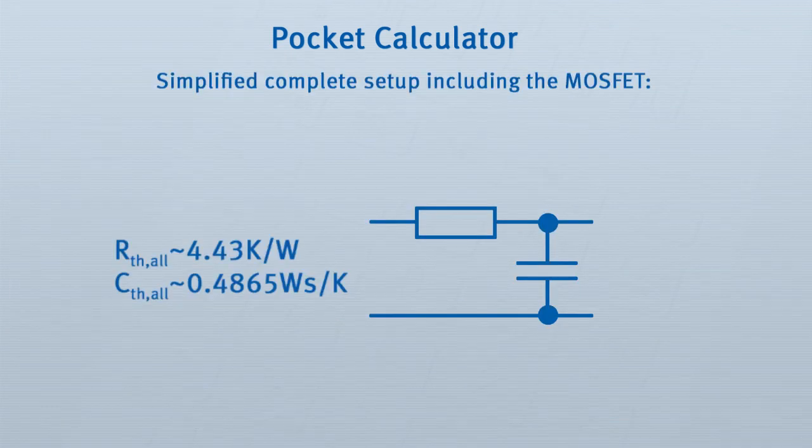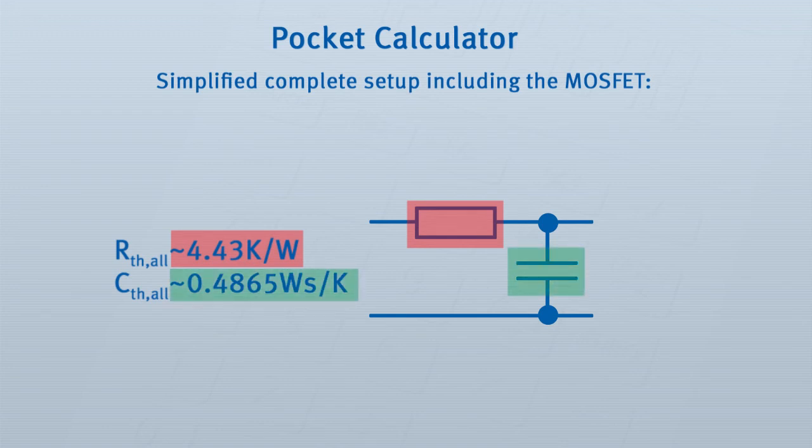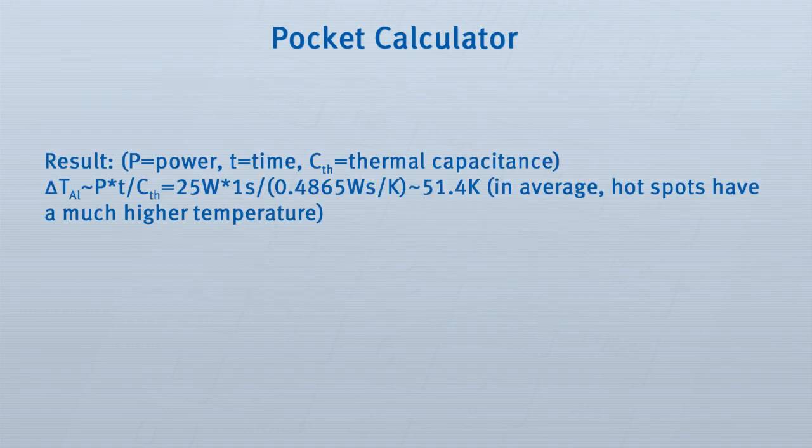Let's see. If we now summarize all thermal resistances and thermal capacitances, we get around 4 Kelvin per watt, a little bit more for the thermal resistance, and a little bit less than 0.5 watt seconds per Kelvin for the thermal capacitance. First, calculate the temperature rise looking at the thermal capacitance. Here we have our 25 watt power pulse. Time duration is 1 second. This results in a temperature rise of a little bit more than 50 Kelvin, 50 degrees Celsius, which sounds very good.